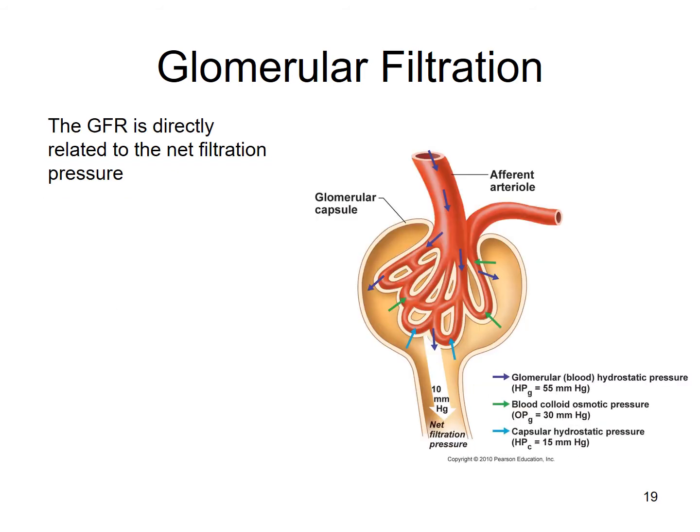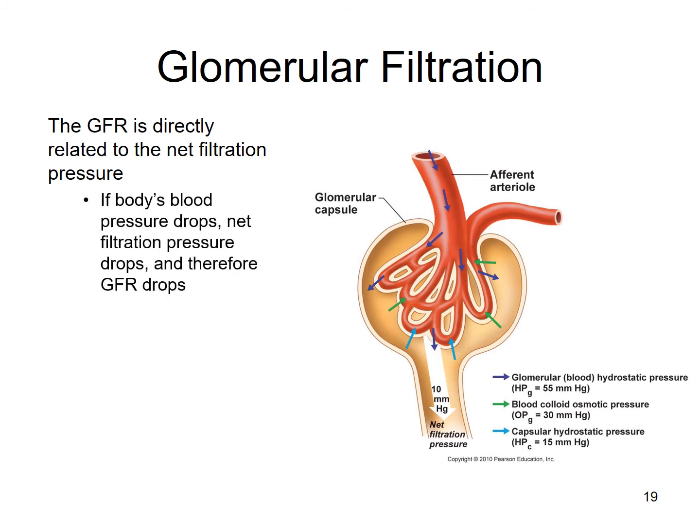The glomerular filtration rate is directly related to the net filtration pressure. So basically, if you have something that alters one of these forces, perhaps alters the glomerular hydrostatic pressure, then you're going to have an alteration in net filtration pressure, which will then alter the glomerular filtration rate. So if your body's blood pressure drops, then the glomerular hydrostatic pressure drops. This will result in a drop of the net filtration pressure.